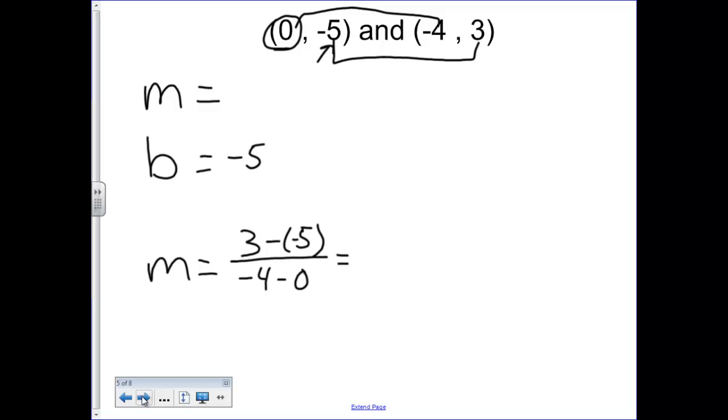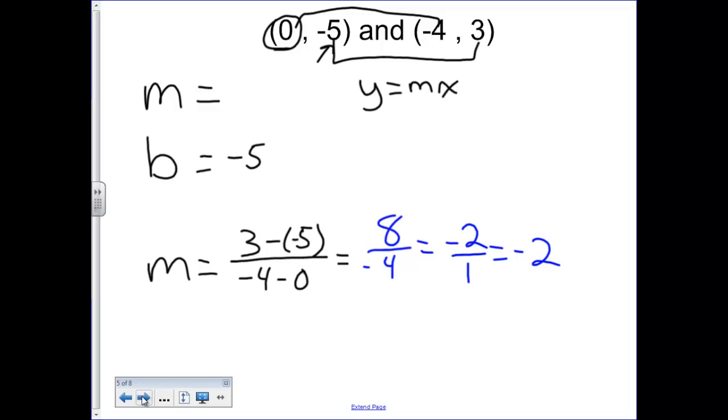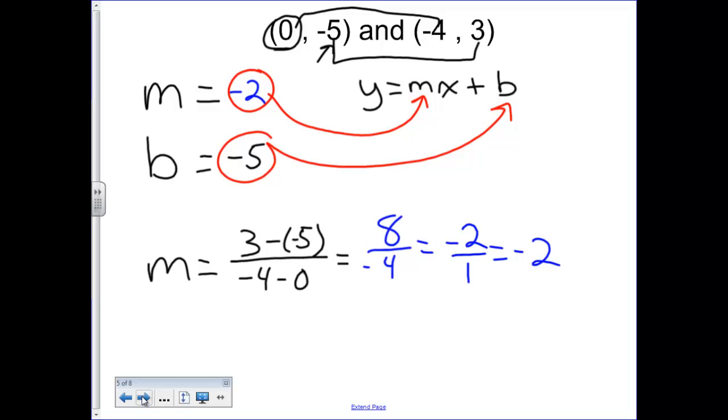3 minus -5 is going to give you 8. And -4 minus 0 is going to leave you with -4. Well, 8 over -4 is -2 over 1, or I could just call it -2. So go back and write our equation, y equals mx plus b. -5 is our b value, goes here, and our -2 is our slope, goes there, and our final equation is y equals -2x minus 5.